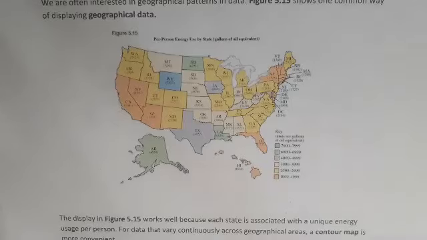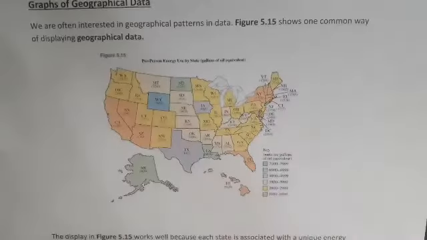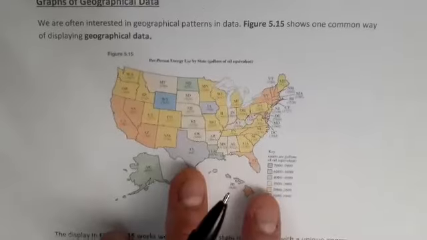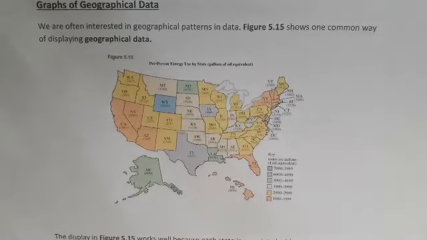So let's go on. The next thing we want is geographical data. So they're going to give you some sort of geographical data. Let's look at how this data is sort of presented. This is the per person energy use by state in gallons of oil equivalent. So units are gallons of oil equivalent.